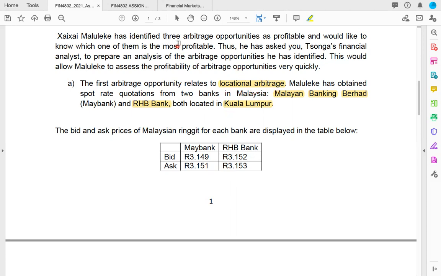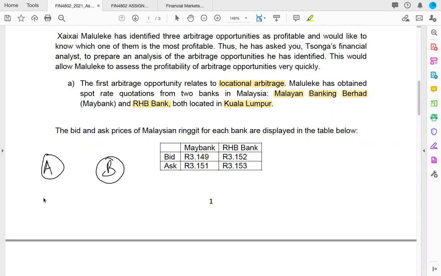Locational arbitrage is a very simple form of arbitrage. I'll show you a very simple example of what locational arbitrage is. Let's assume we've got two banks. Don't worry about bid and ask prices. I'm just going to make this simple with a simple example before we actually look at bid and ask prices.